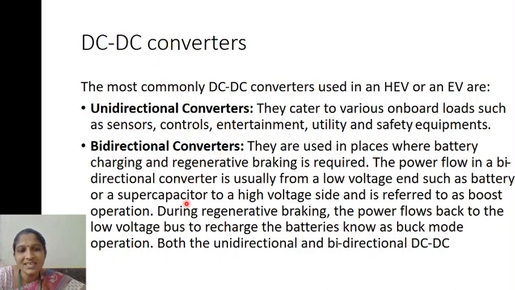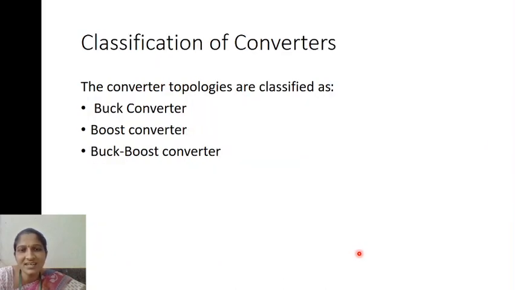In the bidirectional converter, during regenerative braking, the power flows back to the low voltage bus to recharge the batteries, known as buck mode operation. Both the unidirectional and bidirectional DC to DC converters are used here. These converters are classified into types: buck converter, boost converter, and buck boost converter.